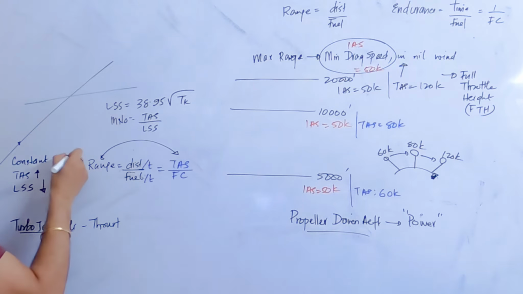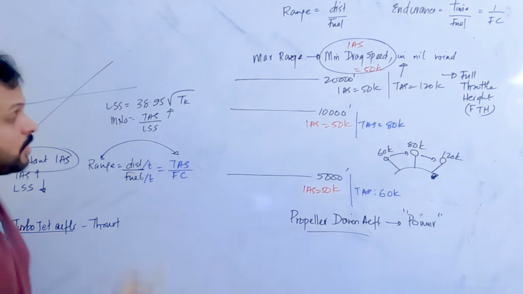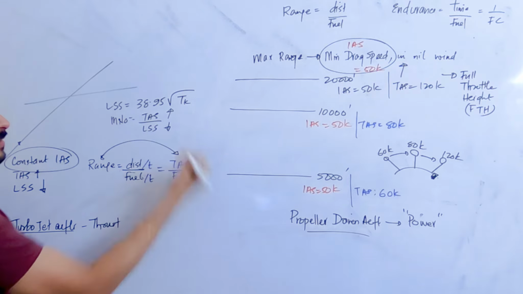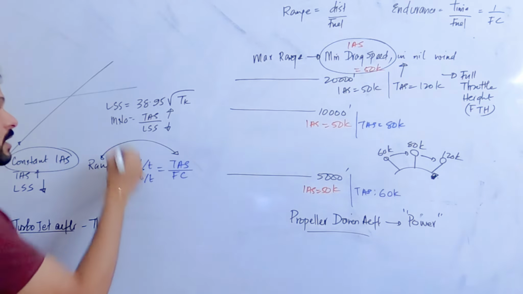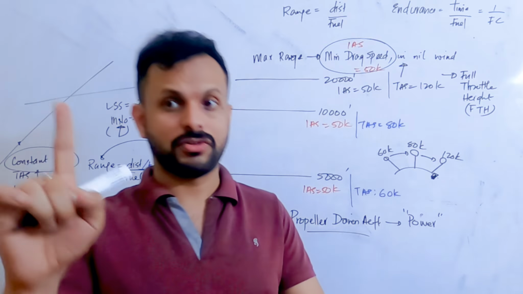When you climb at a constant indicated airspeed, you can see TAS is going to increase, while what is happening to local speed of sound? It is going to decrease. What happens to your Mach number? Your Mach number increases. We have seen three graphs for navigation under Mach meter, if you remember.